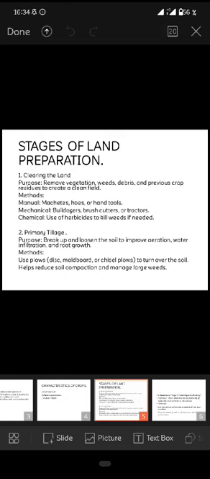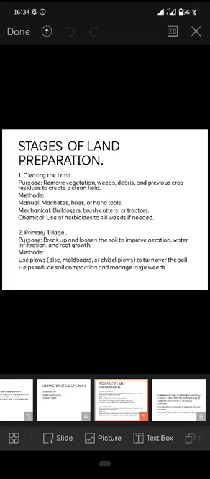So we have three stages. The first one is clearing the land. You must ensure that you've cleared the land. That is removing the vegetation, weeds, debris, and previous crop residues to create a clean field. As for methods, there is manual, which is use of machetes, hoes, or hand tools. Then mechanical, that is by use of bullock carts, brush cutters, or tractors. Then chemical, that is use of herbicides sprayed on the farm to kill the weeds.